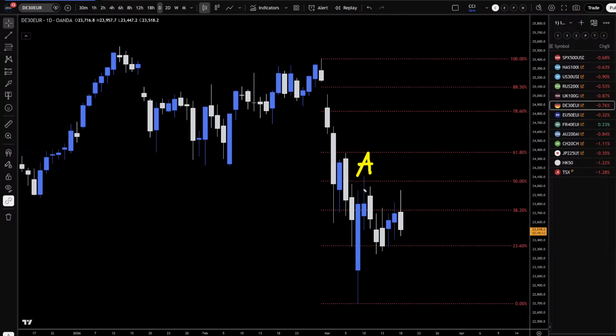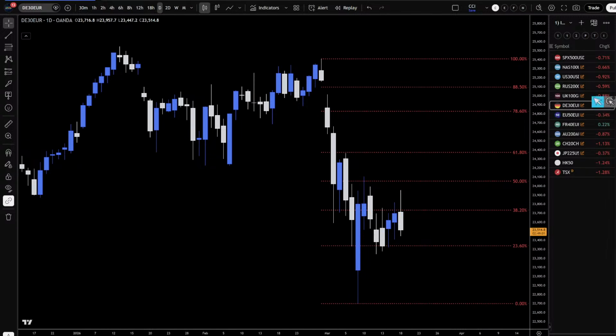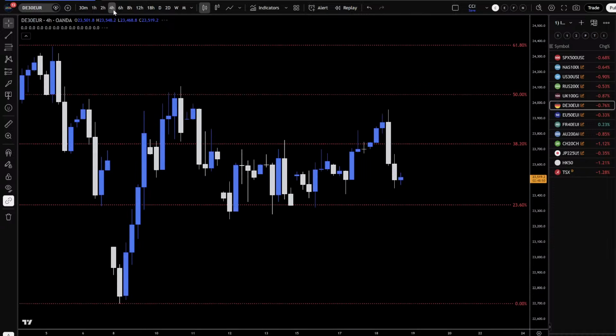This is likely an A. This is probably a B. I do think we're going to go up to like the 50 to 61% for a C, and then I think we're going to go down again. So I think it's going to potentially go up, but I think that move up is potentially just a pullback within a downtrend. But short term, it's probably not finished with this move down, is it?